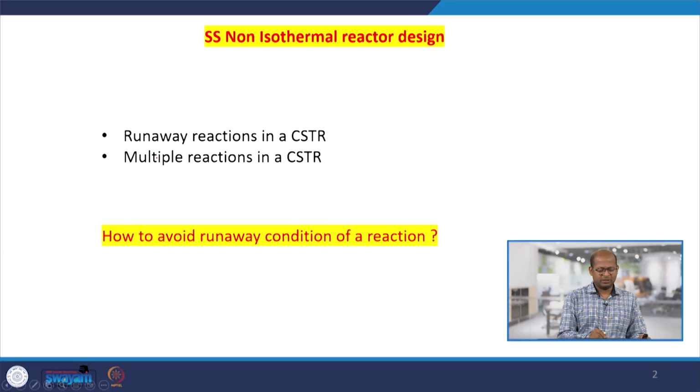So, how that would impact the reactions, that we will discuss, and how we can avoid it when we are operating non isothermal reactors. Let us see runaway reactions in a CSTR and multiple reactions in a CSTR. Suppose we are conducting multiple reactions. In multiple reactions, more than one reaction is possible, and that takes place inside the reactor when we conduct reactions inside a CSTR.